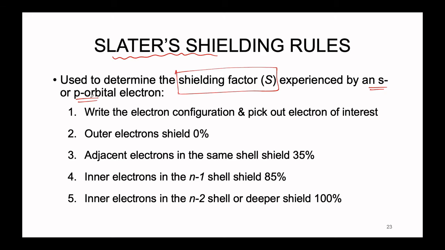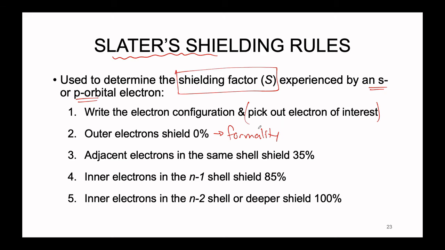All right, so the first step of our rule is we are going to have to write out the electron configuration for our element. And then we're going to have to pick out the electron that is of interest to us, and it's more than likely going to be a valence electron. All right, the outer electrons, and this is just a formality situation. Electrons that are on the outside of where we are concerning ourselves with do not shield our view. They don't block our view.